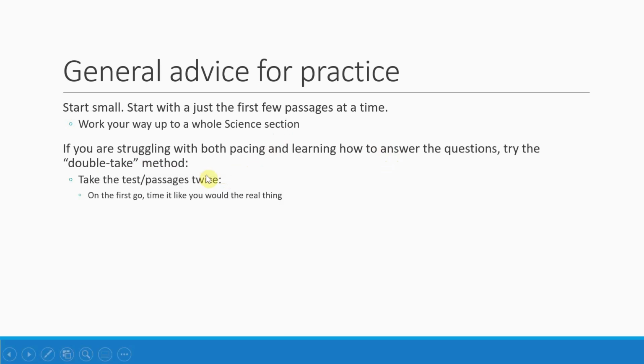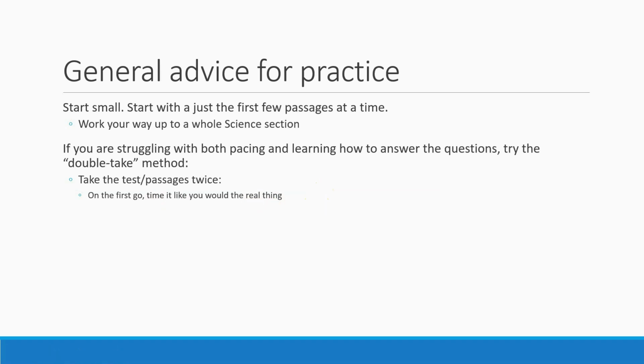So the way to do it is you're going to take it twice, which doesn't sound like fun, but it's very helpful. In the first go, you're going to treat it like the real test. So time yourself, try to do it on time. That's the most important one because that's what you're going to have to practice and actually do on the real thing. However, it's probably going to be pretty difficult at first because you're going to be overwhelmed and a little intimidated by the science section.